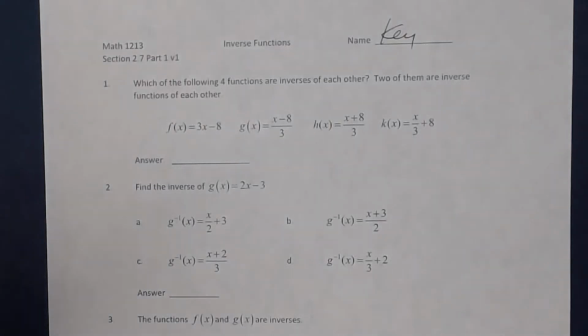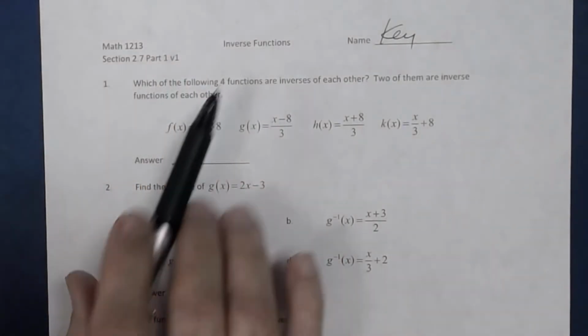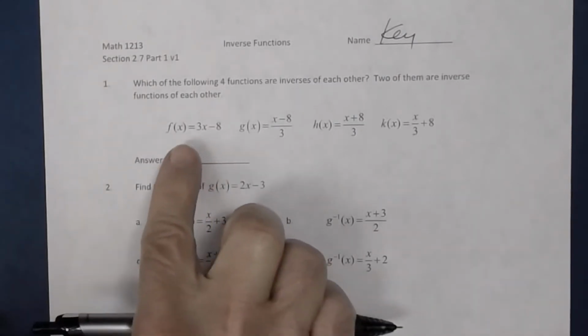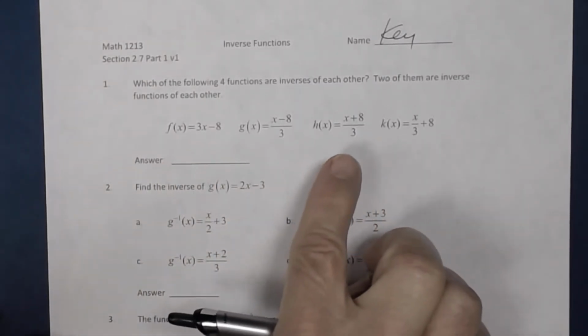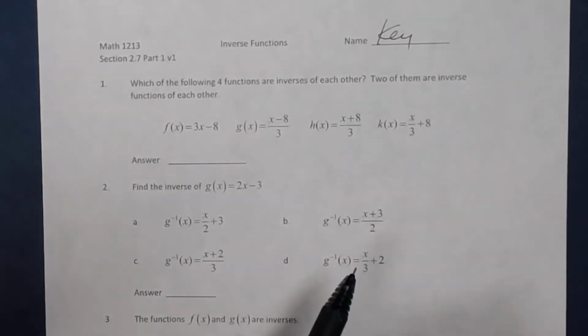This is a key to the worksheet on section 2.7, part 1, and that's the one dealing with inverse functions. In number 1, you're asked which of the following four functions are inverses of each other. You're told that two of them are inverses of each other.